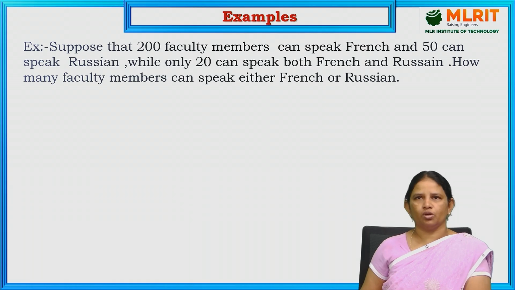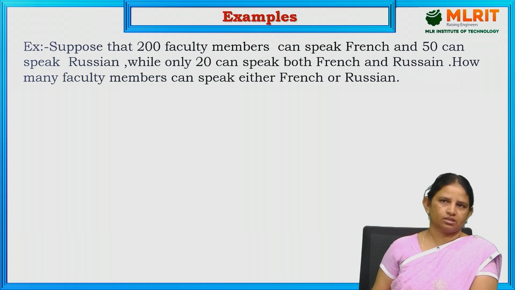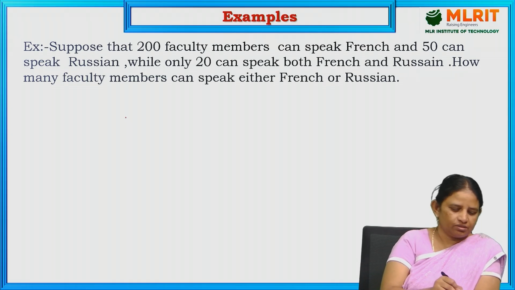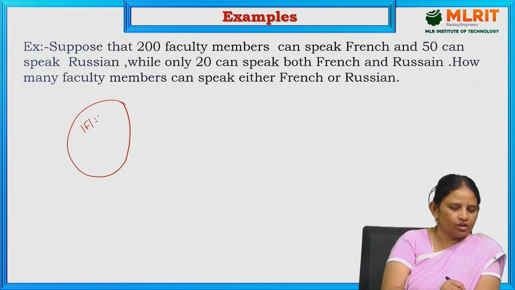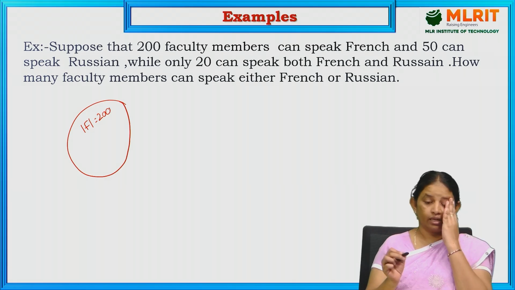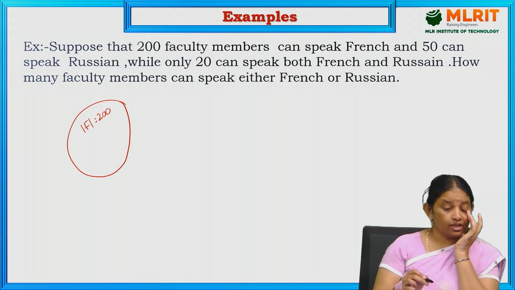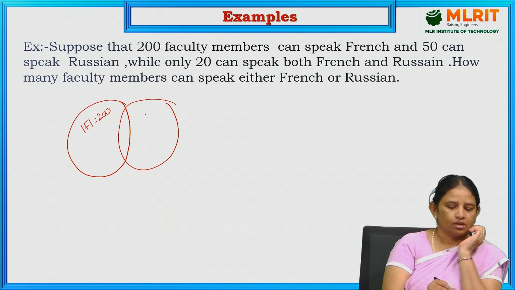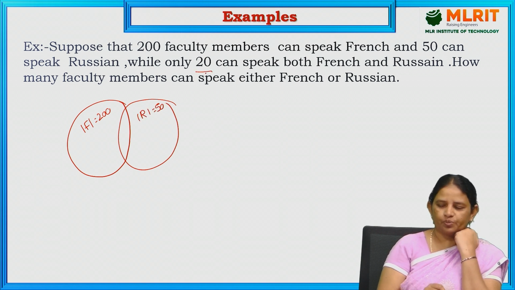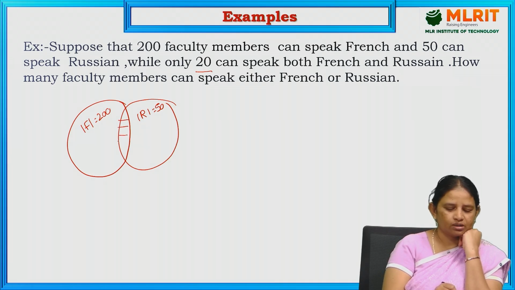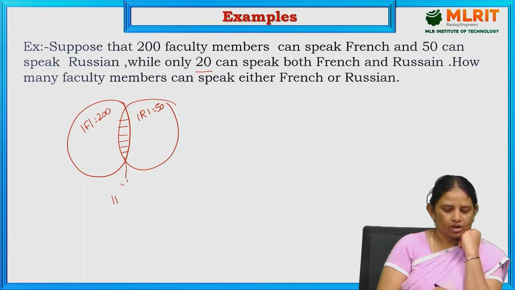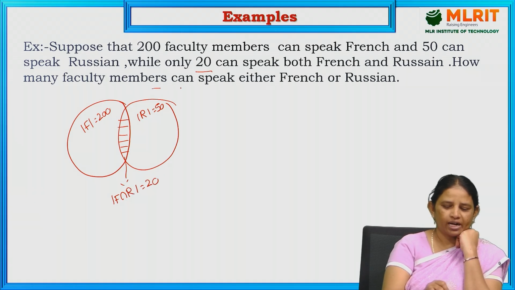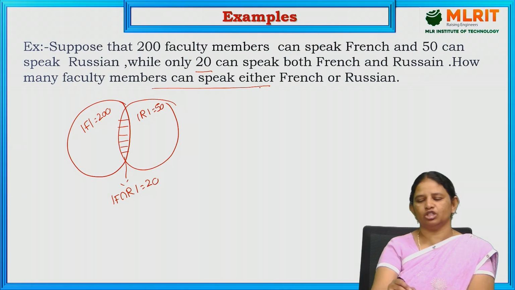Second example, suppose that 200 faculty members can speak French. Take the first set called French, mod F is equal to 200, and 50 can speak Russian, mod R is equal to 50, while only 20 can speak both. That means mod F intersection R is 20. How many faculty members can speak either French or Russian?